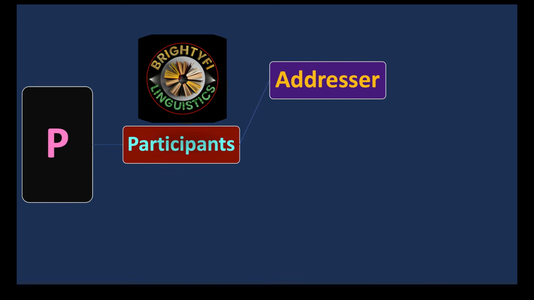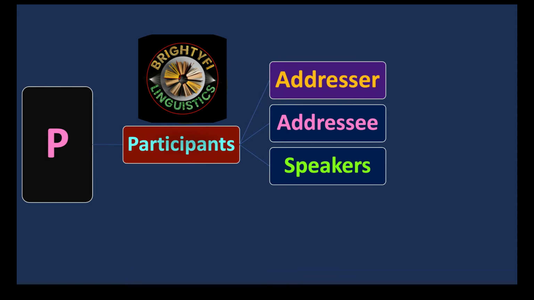That is to say, P. What does it stand for? It stands for participants. And when we talk about participants, they refer to addresser. Who addresses? Who is the person? Addressee. Who's being addressed? Who is the hearer? Who is the listener? Who is the receiver? Speakers, hearers, which I just talked about. All these elements, all these words could be included within the category of participants.